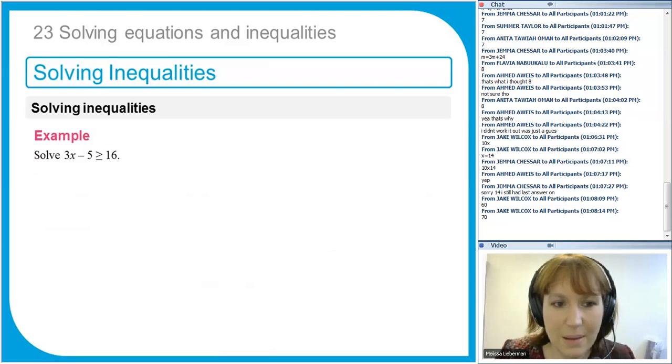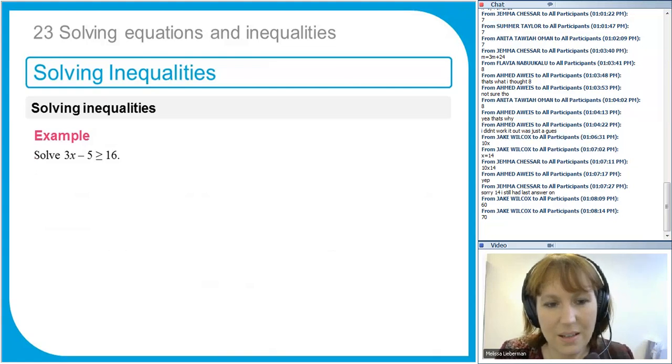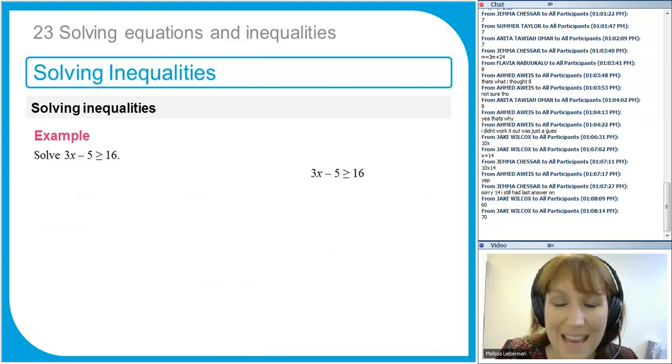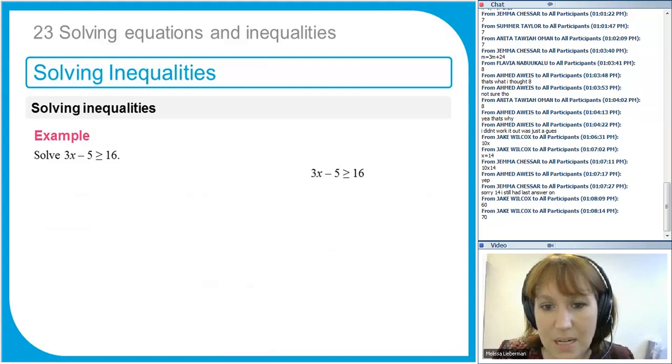Here's another example. So we're just going to solve it exactly like an equation, except that instead of an equal sign, we've got this greater than or equal to symbol in the middle. So 3x minus 5 is greater than or equal to 16. So start by writing it down. Again, we're going to keep the symbol lined up. We want to get rid of the minus 5 from the left-hand side, so we've just got the x's on their own. So to get rid of minus 5, I need to add 5. Add 5 to both sides.